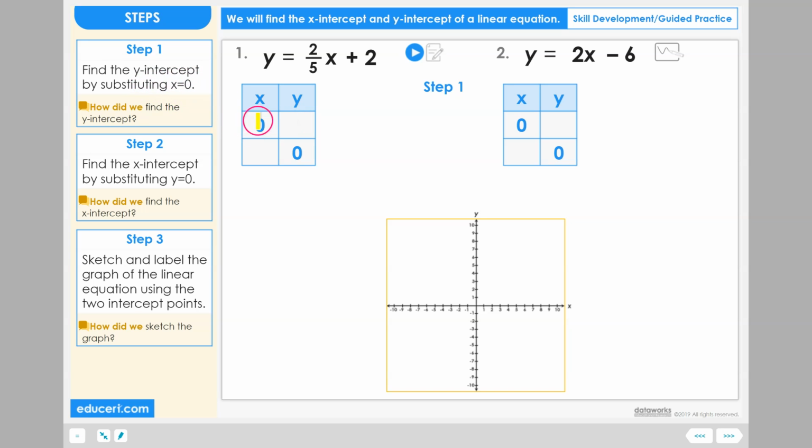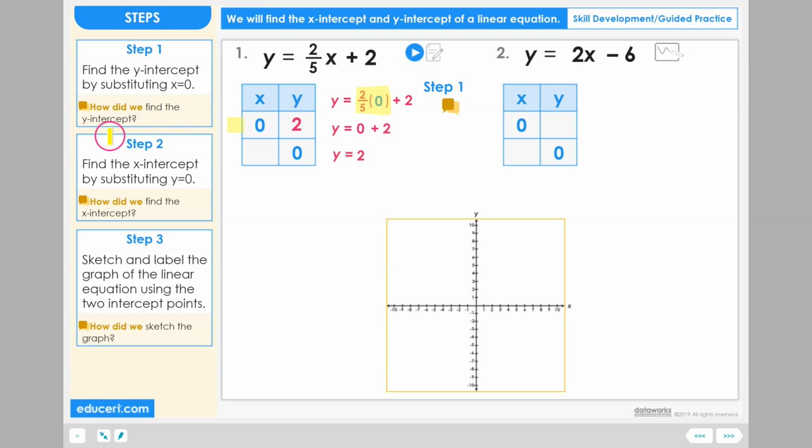So this first point we will find is going to be the y-intercept because x equals 0. We take our equation and we replace x with 0, giving us y equals 2/5 times 0 plus 2. 2/5 times 0 equals 0. So y equals 0 plus 2, or y equals just positive 2. So the y-intercept ordered pair is 0, positive 2.